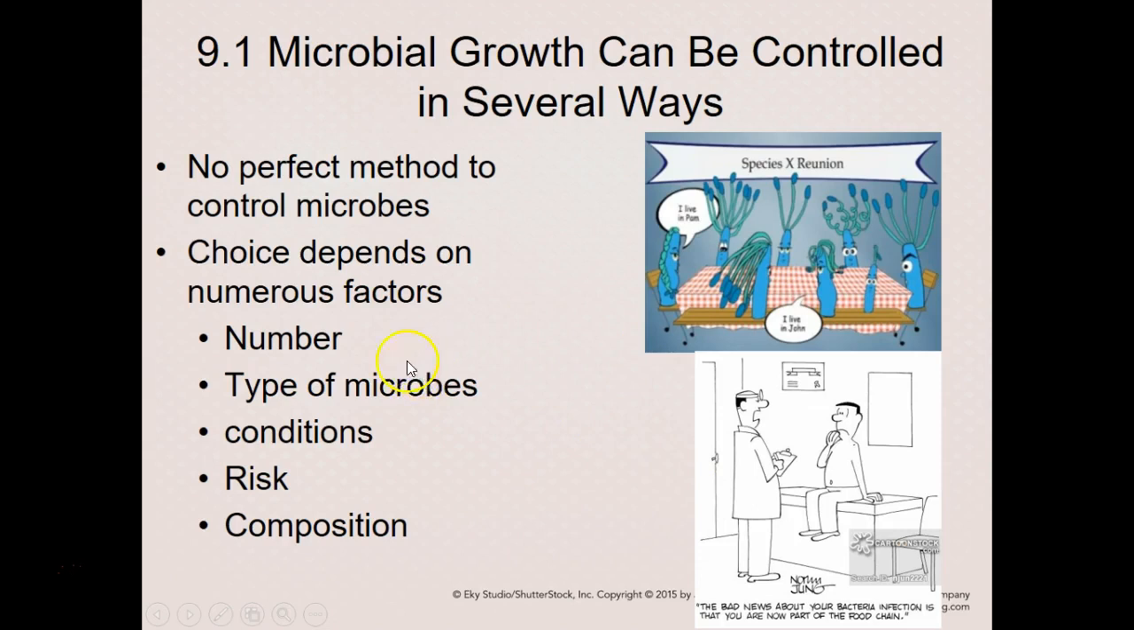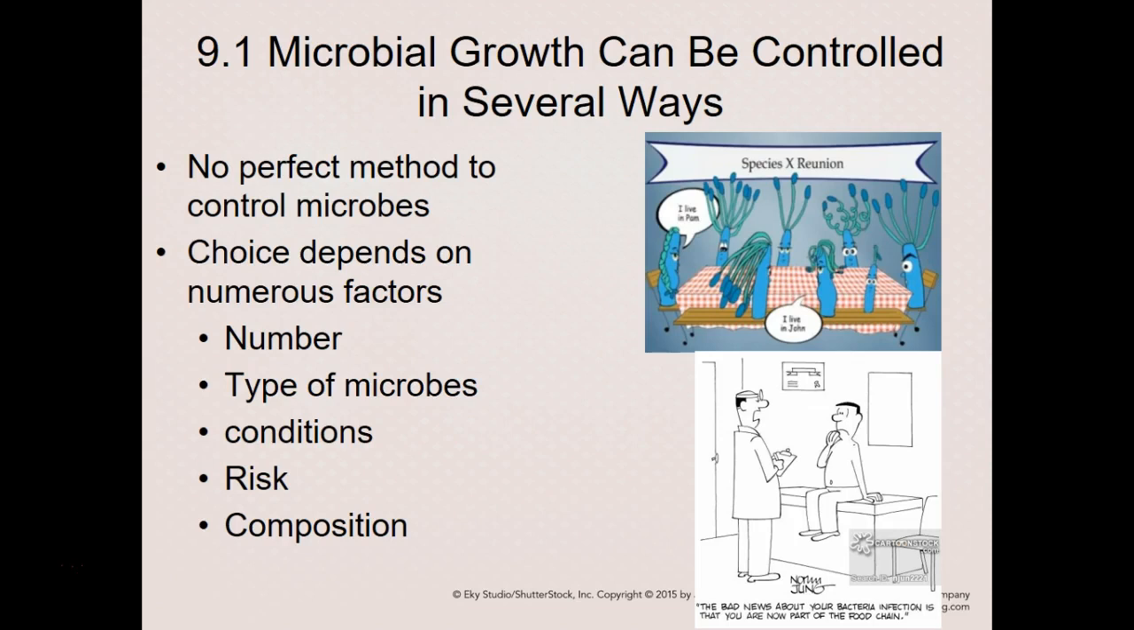But to control these microbes, we have to look at the number of microbes that are present. What type of microbes are they? Are they endospore formers? Are they viral? Are they eukaryotic? What is the condition, the environment that these microbes are growing in? If it's on skin or in the body, we're going to treat it differently than if it's, say, on a toilet seat.